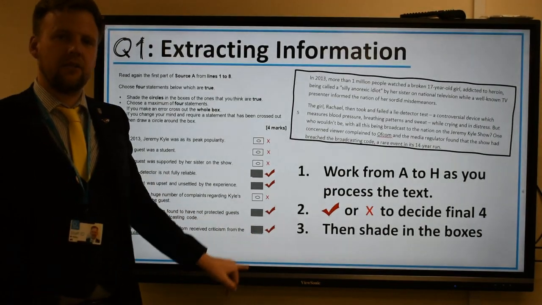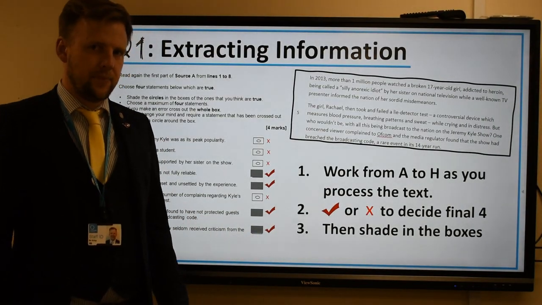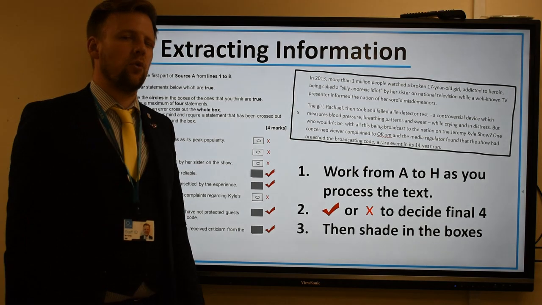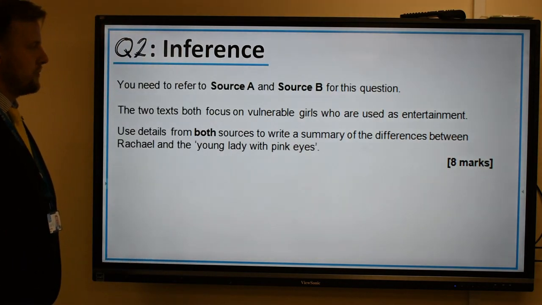Work it out on the side first of all, before you shade in, okay? Take your time, and then you get 4 out of 4, 100%, bish bash bosh.